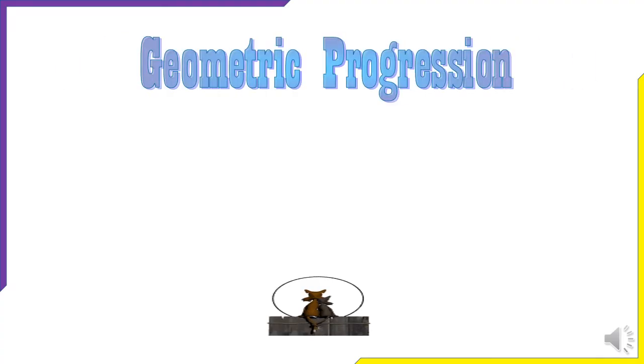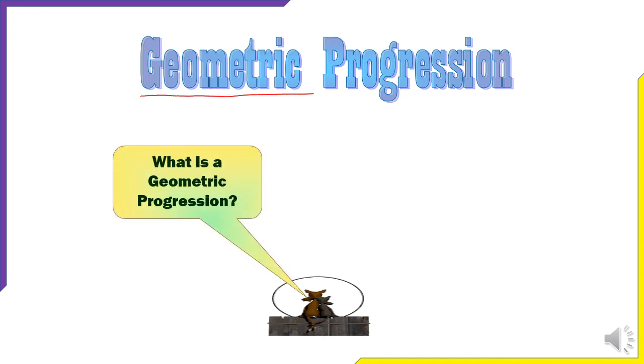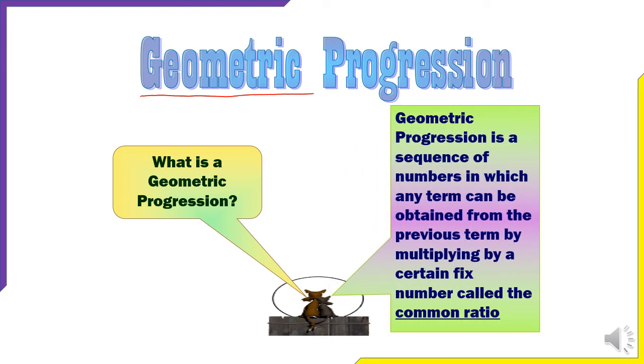So geometric progression. This is the continuation of the sequences and series, where before we learned about the general and the arithmetic progression, and for today we are going to focus on geometric progressions. So what is a geometric progression? A geometric progression is a sequence of numbers where any term can be obtained from the previous term by multiplying by a certain fixed number. We call it the common ratio.